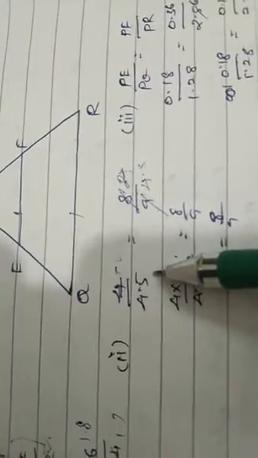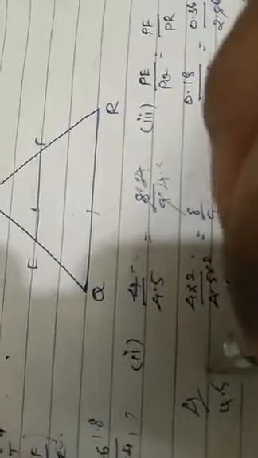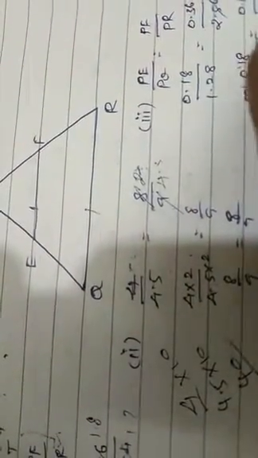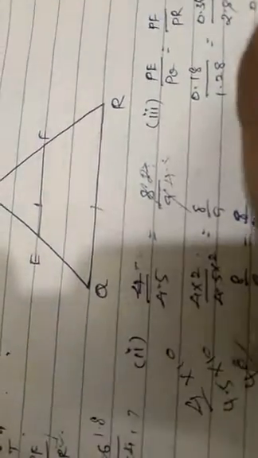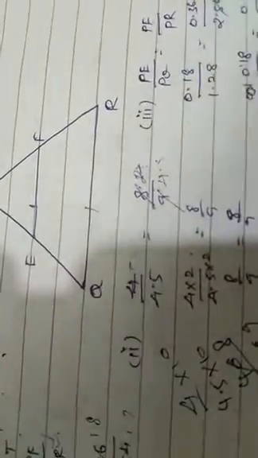You already know how to multiply. Or 4 divided by 4.5, decimal value in the denominator, multiply by 10 in numerator and denominator, that is 40 divided by 45. After that you can cancel by 5. So 8 by 9. Left hand side 8 by 9, right side 8 by 9. Any one method you can use.